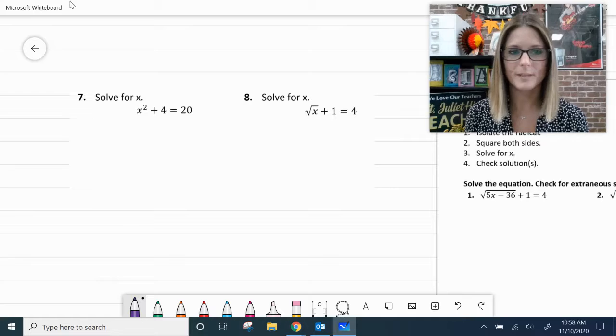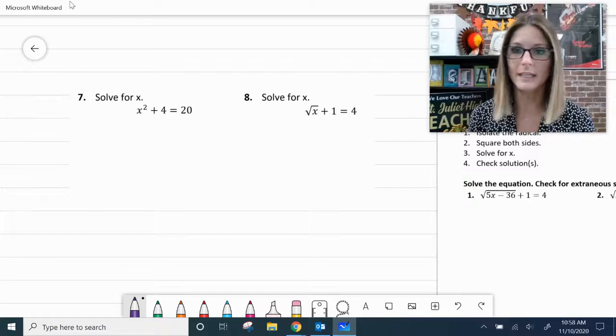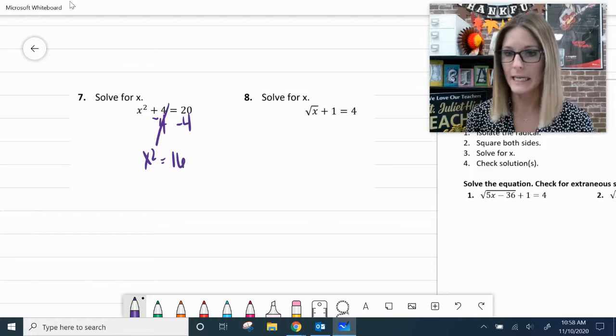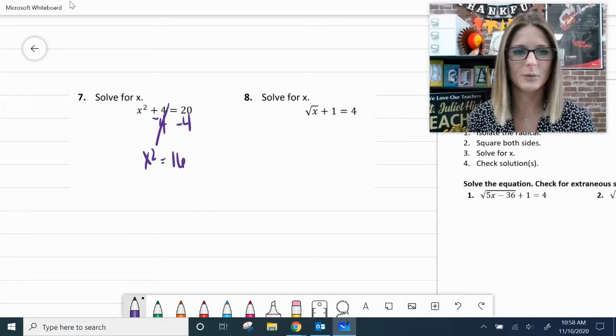The first one says solve for x, and it's x squared plus 4 equals 20. This one y'all are pretty familiar with. You of course want to isolate x, so I would start by subtracting 4 from both sides. I would have x squared equals 16. And again, this is just an example problem I pulled up from some old resources.